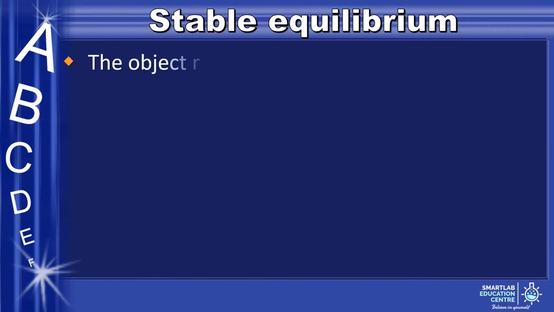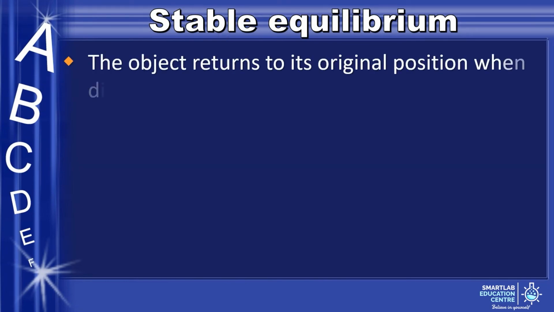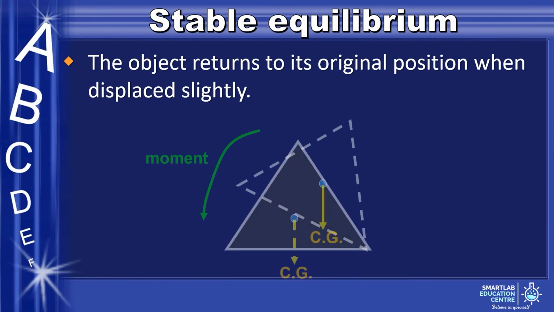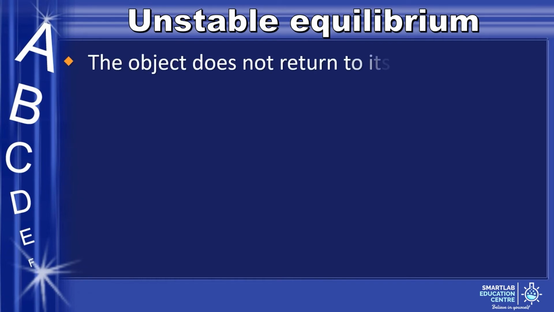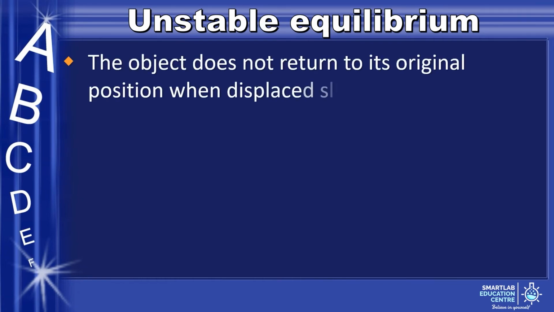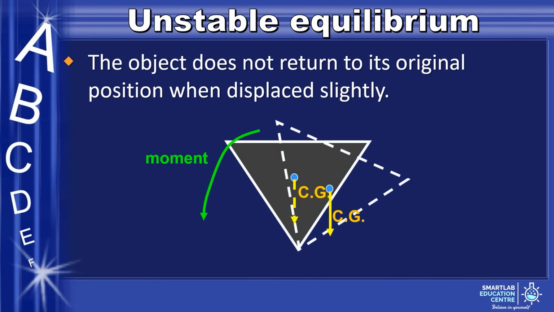In stable equilibrium, the object returns to its original position when displaced slightly. For example, when you displace the prism, there will be a moment that brings the prism back to its original position. In unstable equilibrium, the object does not return to its original position when displaced slightly. For example, when you displace an inverted prism, there will be a moment causing the prism to fall and not return to its original position.